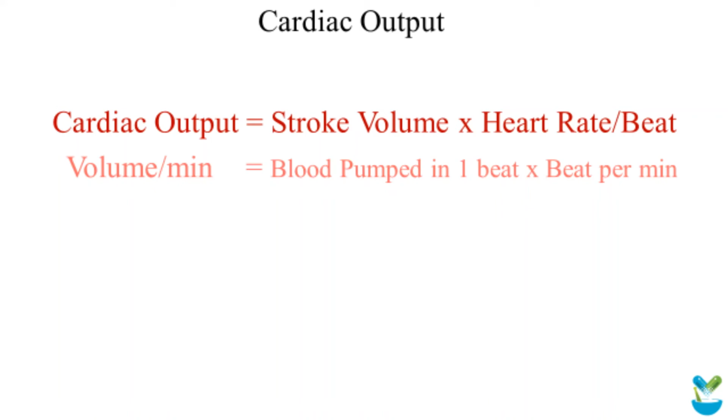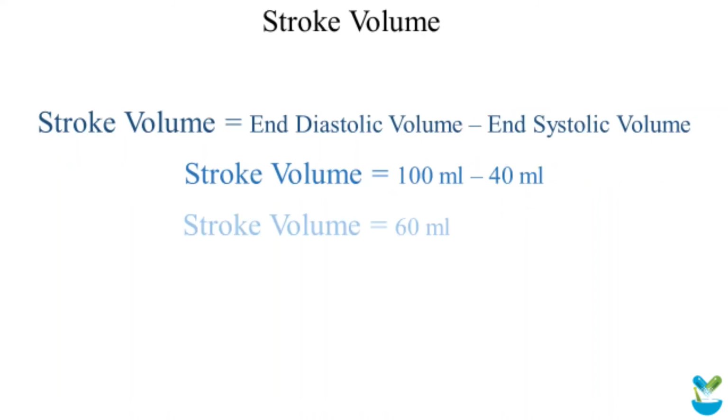So cardiac output can easily be calculated if you multiply the stroke volume with the heart rate, or the number of beats. So first we will calculate the stroke volume, then we'll come again to find out the cardiac output. Okay, so as I explained, stroke volume is that amount of blood which ejects out from the heart in one beat. So how can we find out stroke volume? Stroke volume can be found out by subtracting end systolic volume from the end diastolic volume.